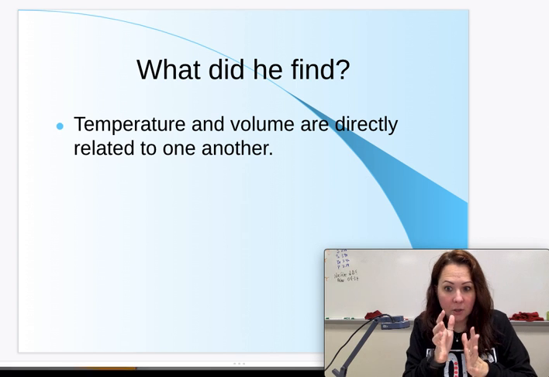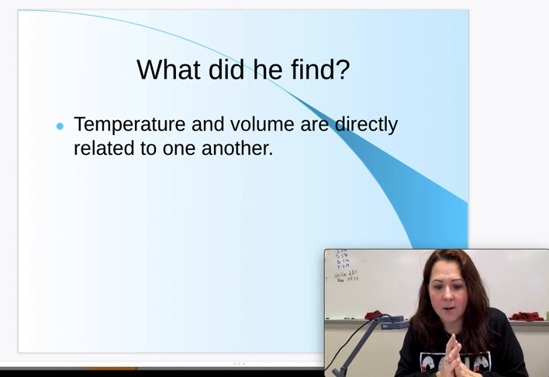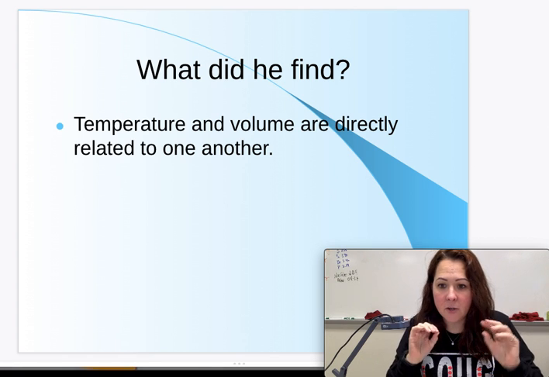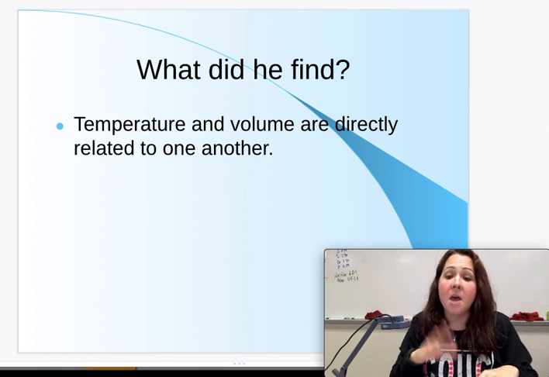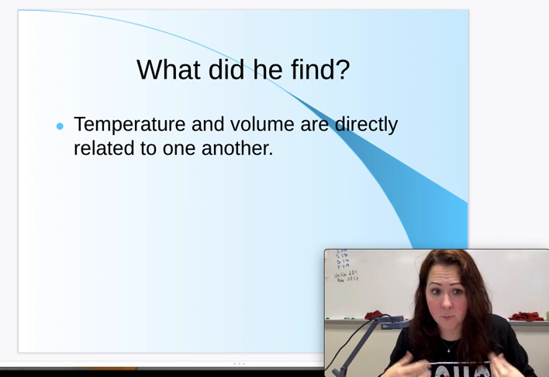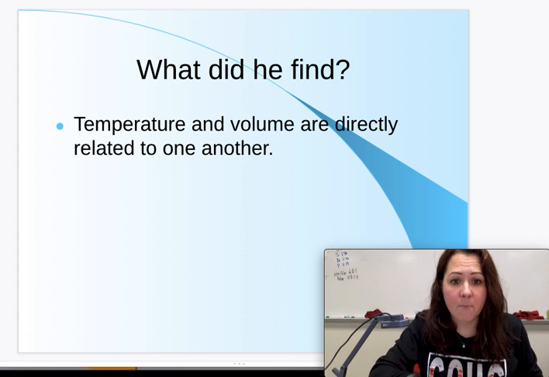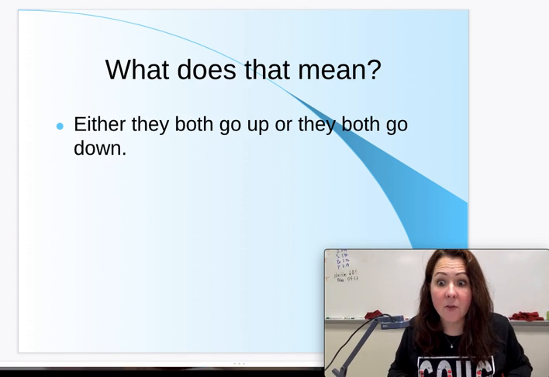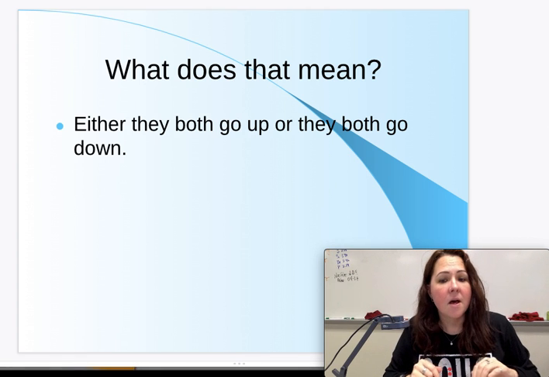Eventually, they're going to get close enough together that they're going to turn into a liquid, but we're only talking about gases right now. So your volume and your temperature are related to one another. It is a direct relationship. If one goes up, the other one goes up at the same rate, which also means that it's a proportion. So when we're doing these math problems, you're going to see a proportion type value, and they're both going to go up at the same rate or they're going to go down at the same rate.